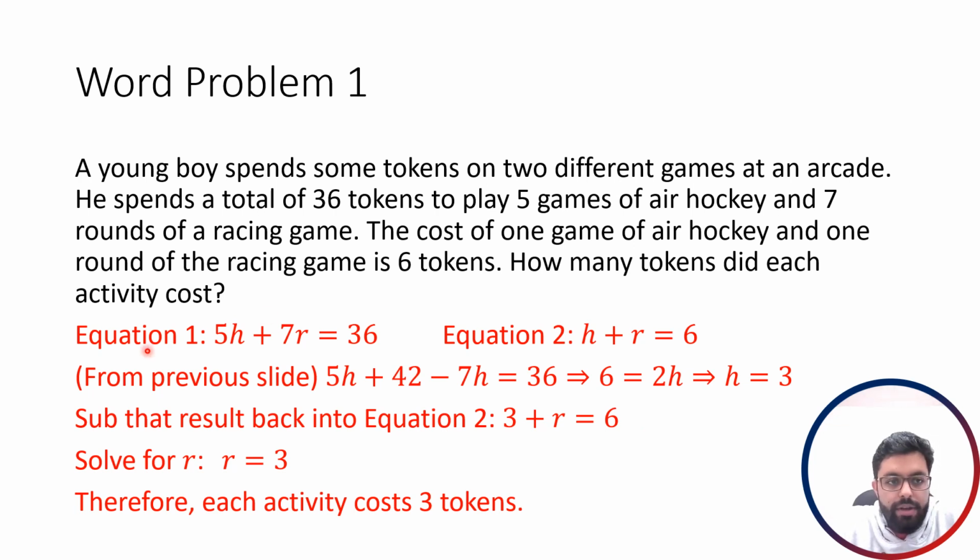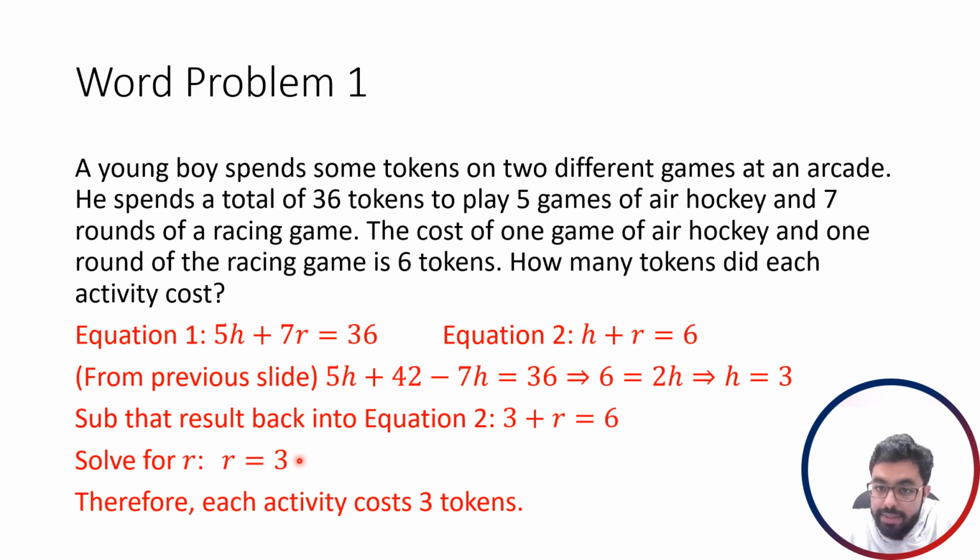Now I've just rewritten equation 1 and equation 2 here so that we don't lose them. But the last bit that we got from the previous slide, that's this whole thing, h equals 3, right? 6 equals 2h, h equals 3. One game of air hockey costs 3 tokens. So now we take that result, h equals 3, and we're going to plug it back into equation 2. So wherever we see an h, we're going to write a 3. So we get 3 plus r equals 6. And if you solve that for r, you're going to get that r equals 3.